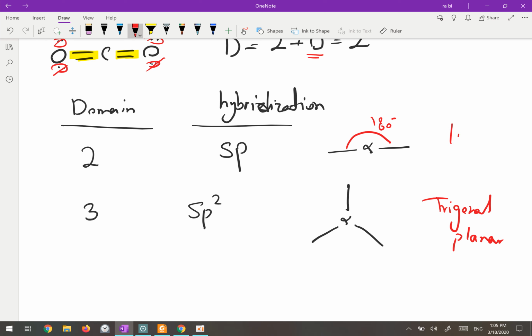This arrangement is called linear, that we had earlier. In the trigonal planar, the angle between the domains is 120 degrees. We call it trigonal because there are three domains, and planar because all of these bonds or domains are on a single plane.